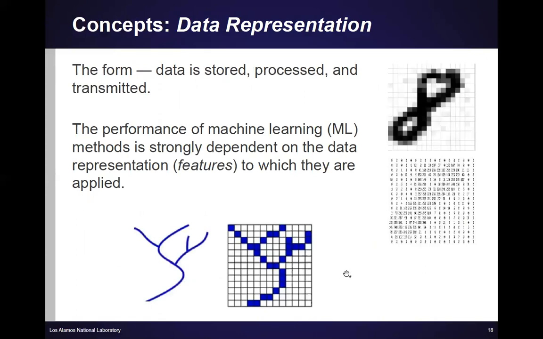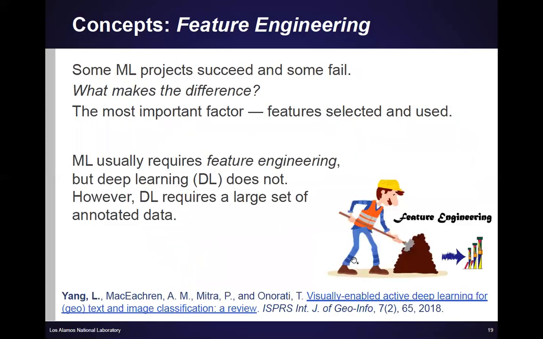The first concept is called data representation. It's the form in which data is stored, processed, and transmitted. For example, this is a handwritten digit 8. Behind the image is a matrix of numbers. The performance of machine learning methods is strongly dependent on the data representation, also called features, to which they are applied. So for example, for the same object, we can use river branches, or we can use vectors to represent it.